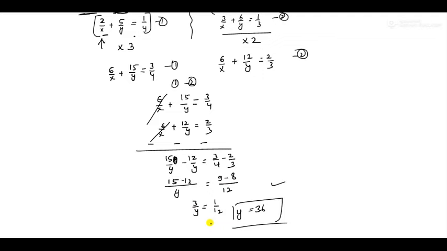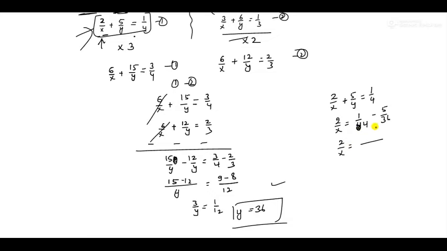Now you have to find the value of x. How are you going to get the value of x? Substitute in either of these. I will take this one. So 2 by x plus 5 by y was 1 by 4, correct? What will be x? So 2 by x will be 1 by 4 minus 5 by 36, correct? This will be 2 by x.